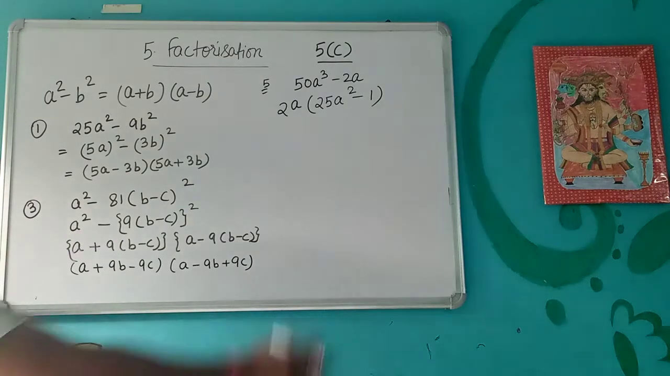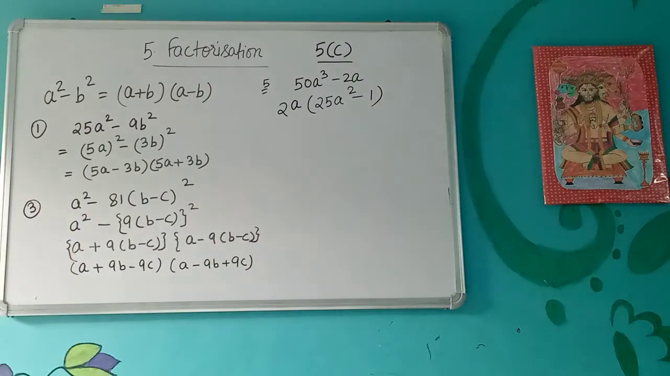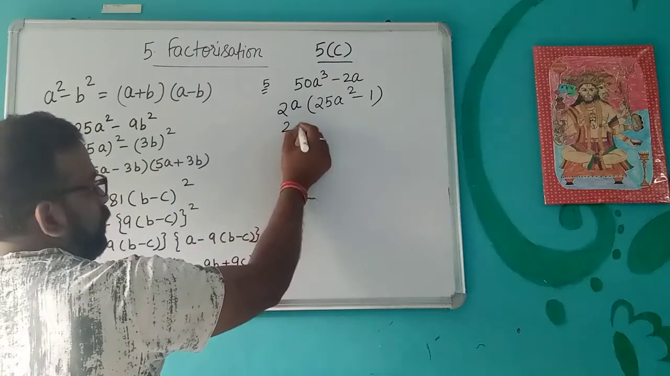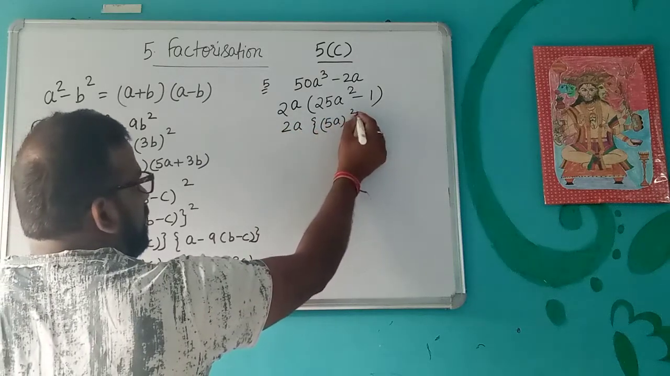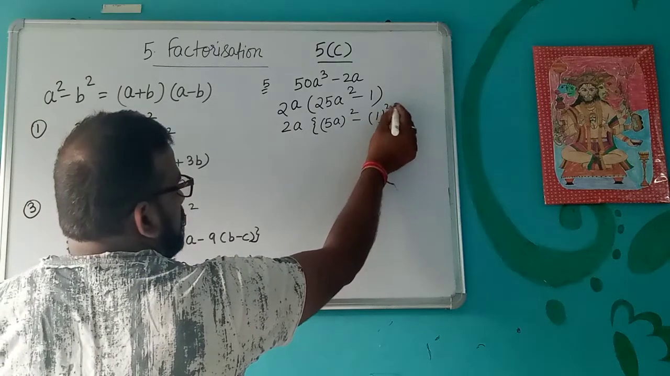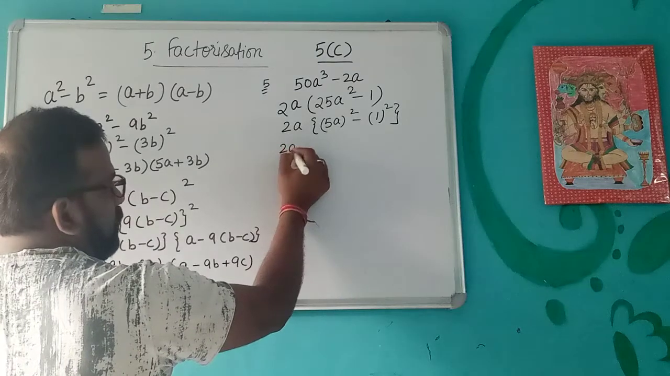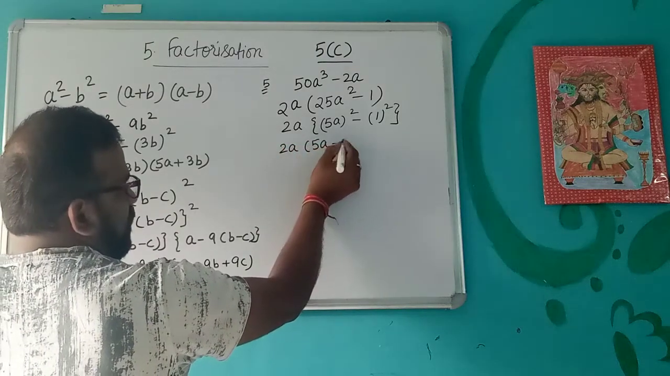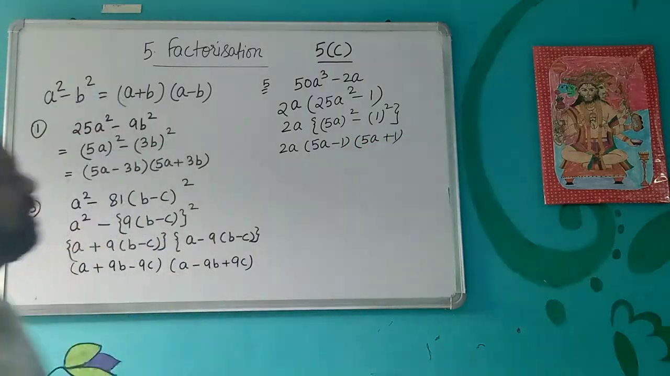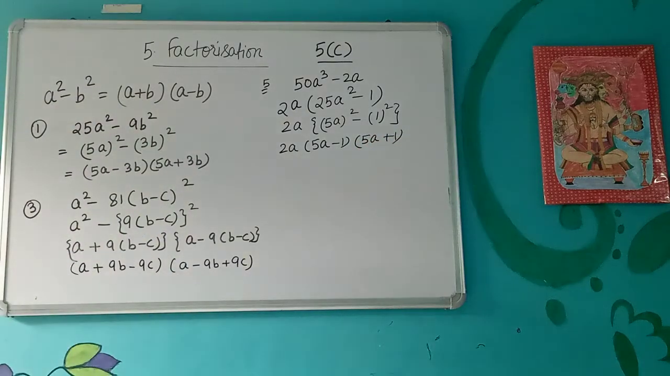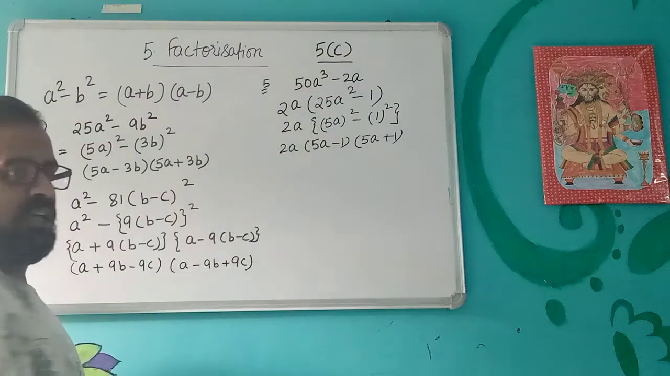Now although it is factorized, this term here can further be factorized. How? I am going to write it like this: 5a whole square, and 1 we can write as 1 square. So now it will be factorized like 5a minus 1 and 5a plus 1. So by using those simple formulas and simple identities, we can easily factorize the expressions.